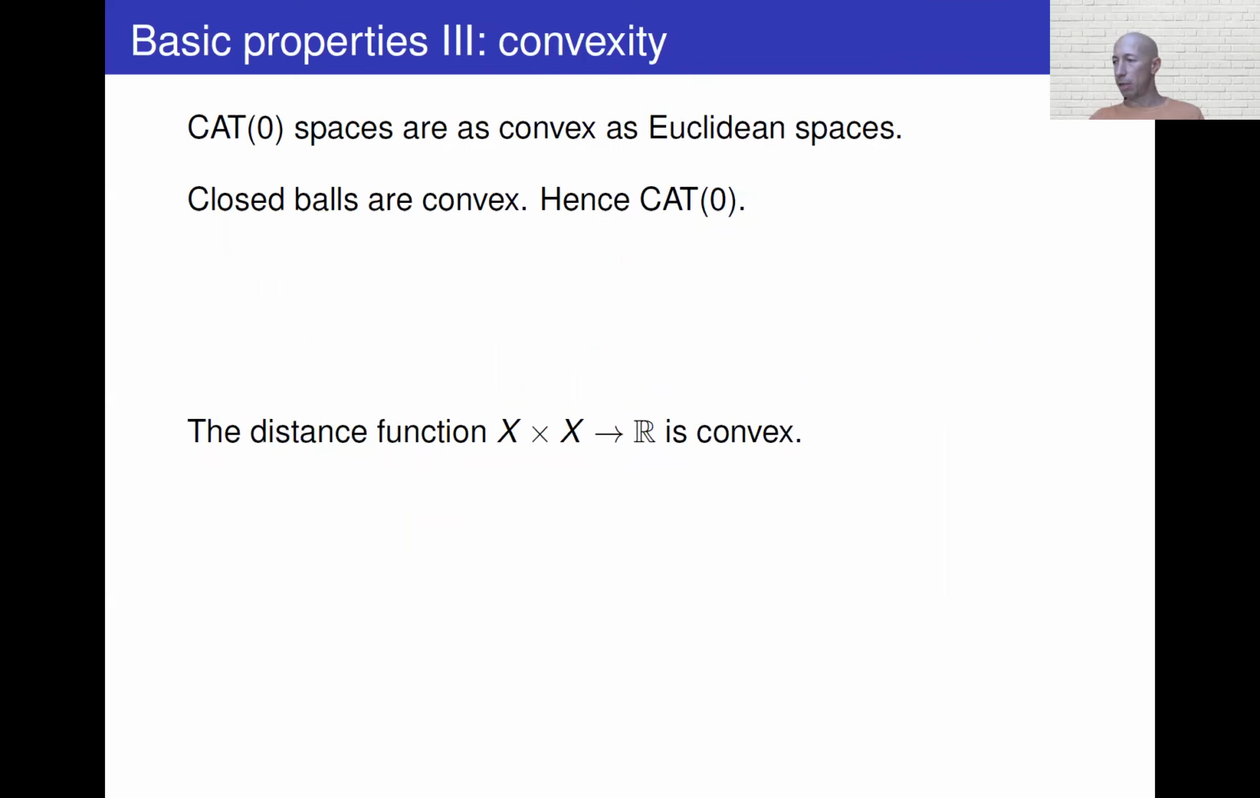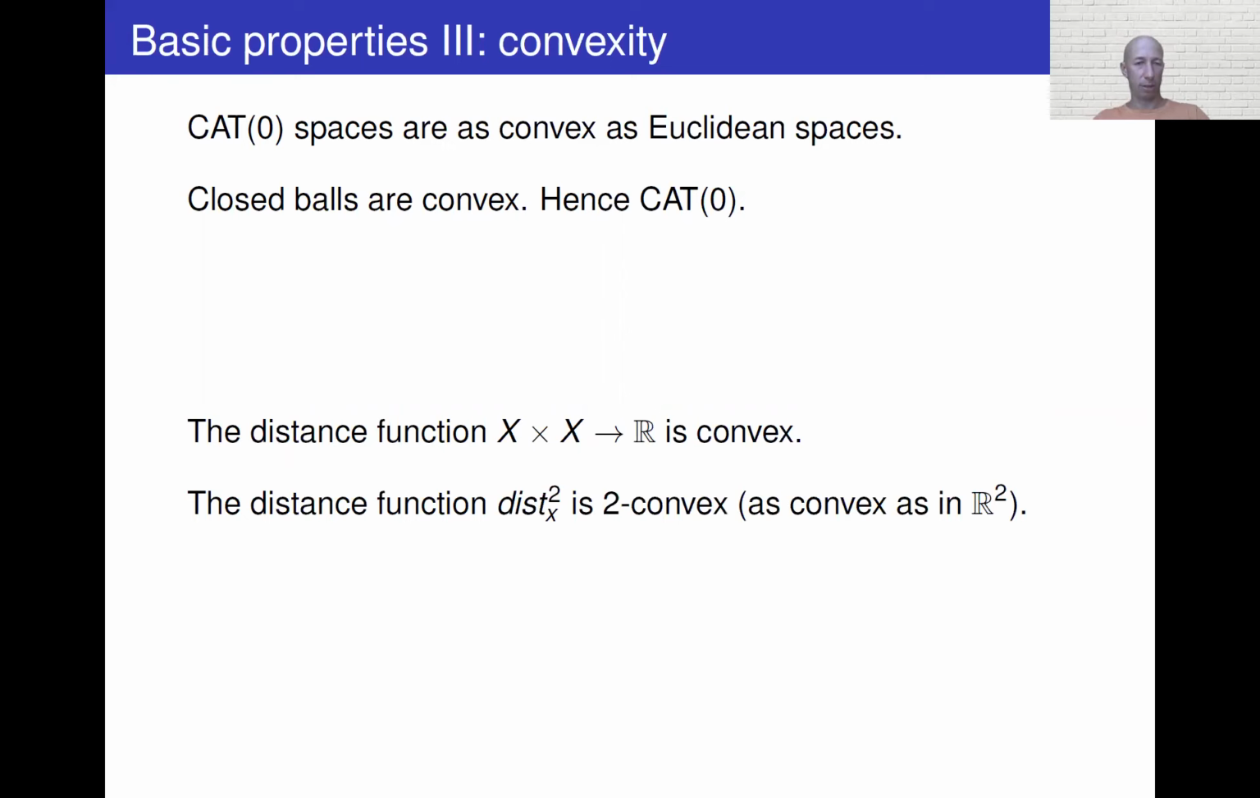Okay. Then another version of convexity, and this is an equivalent statement to being CAT(0), is that the distance function is what is called 2-convex. The meaning is, if you restrict the square distance function to any point, and restrict it to any geodesic, then its second derivative in the weak sense is at least 2. But if you have never seen what lambda convexity is, just say so. The distance function is as convex as in R^2, and this is by the very definition of what thin triangles are.